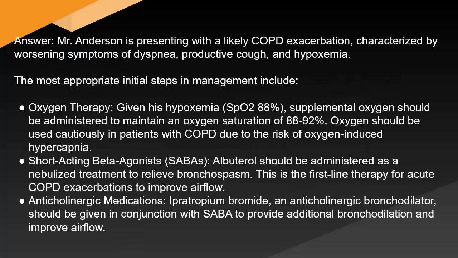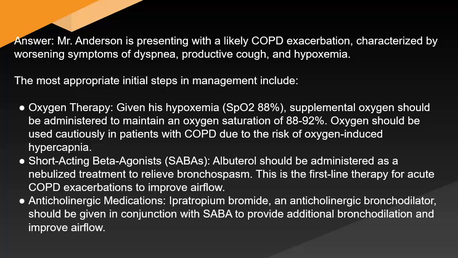Answer: Mr. Anderson is presenting with a likely COPD exacerbation characterized by worsening symptoms of dyspnea, productive cough, and hypoxemia. The most appropriate initial steps in management include oxygen therapy. Given his hypoxemia, SpO2 88%, supplemental oxygen should be administered to maintain an oxygen saturation of 88-92%. Oxygen should be used cautiously in patients with COPD due to the risk of oxygen-induced hypercapnia. Short-acting beta agonists, SABAs, e.g. albuterol, should be administered as a nebulized treatment to relieve bronchospasm. This is the first-line therapy for acute COPD exacerbations to improve airflow.